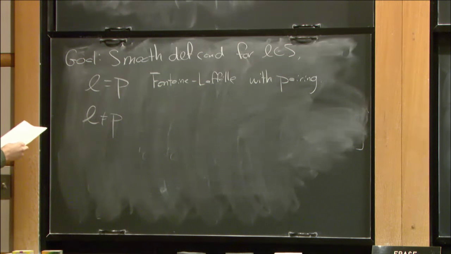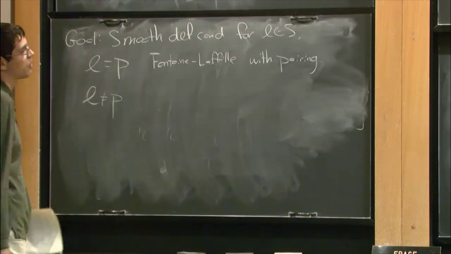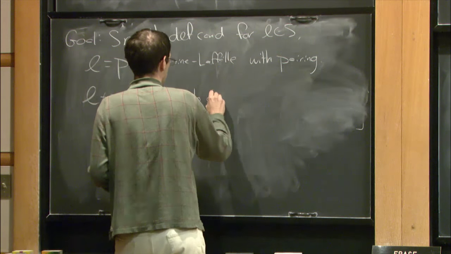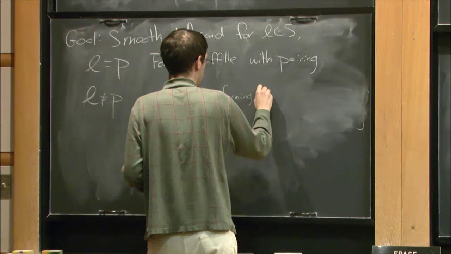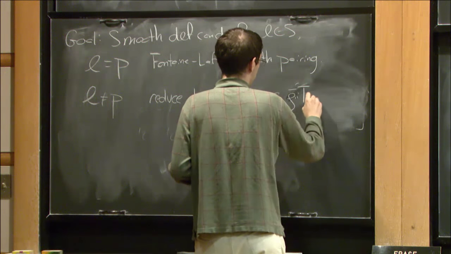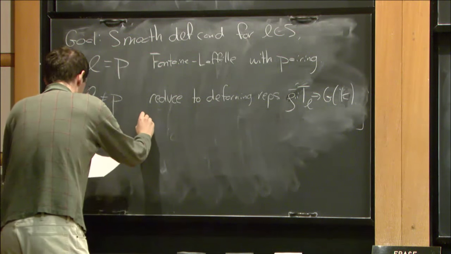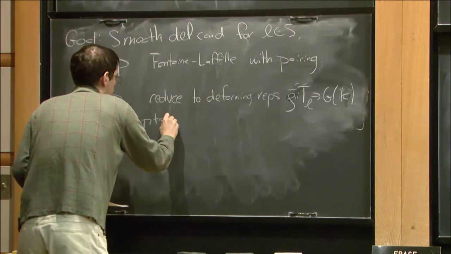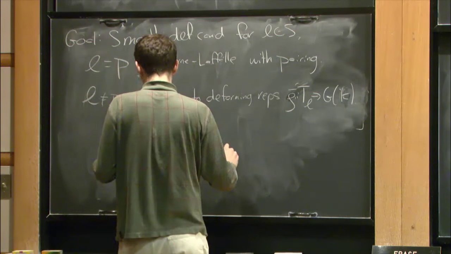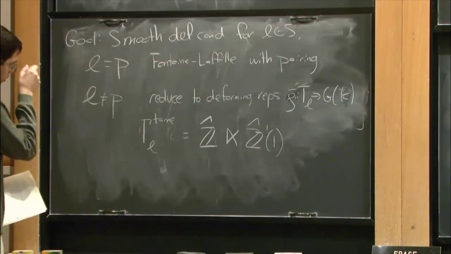But how about for the other primes, L not equal P? Well, again, for GL_N, this has been studied in this paper of Clozel, Harris, and Taylor. The first step is to reduce to deforming representations of a much simpler group, say representations rho bar of a group T_L. Where T_L is the following: you look at the tamely ramified Galois group. We know this is just a semi-direct product of Z hat and a copy of Z hat, except we removed the prime L.